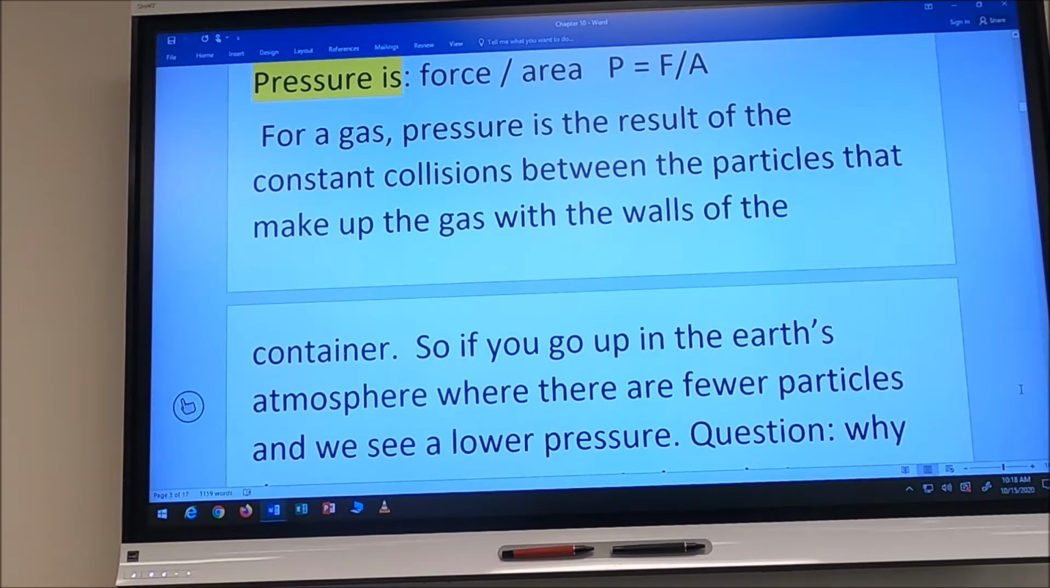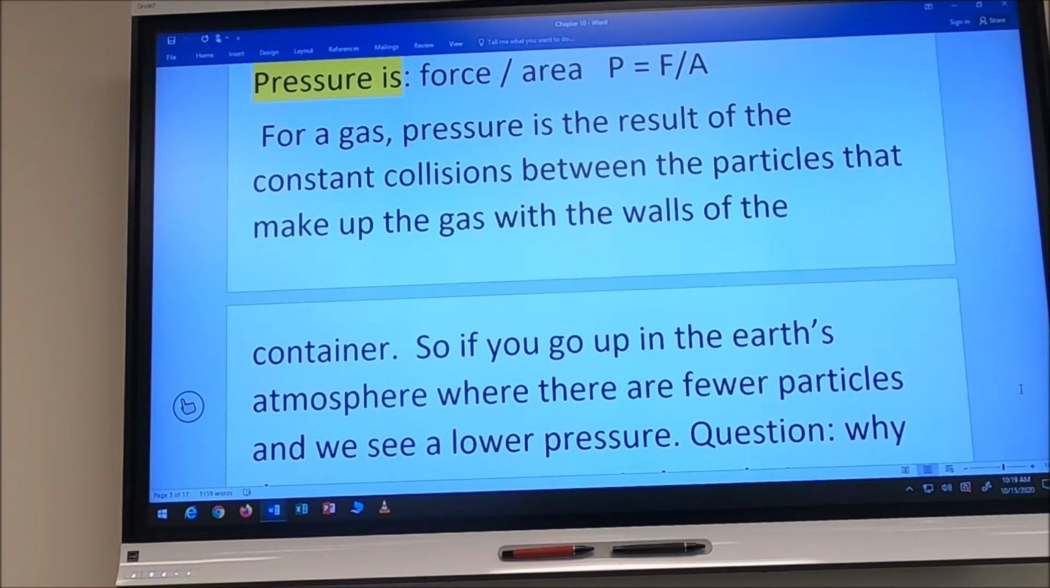Now, for gas, pressure is the result of constant collisions between the particles that make up the gas and the walls of the container. So you're looking at summing up all the collisions over all of the surface area in the container at a time. Now, if we go up in the Earth's atmosphere, you move into regions where there are fewer and fewer particles. So as you move up through the Earth's atmosphere, the pressure gets lower.